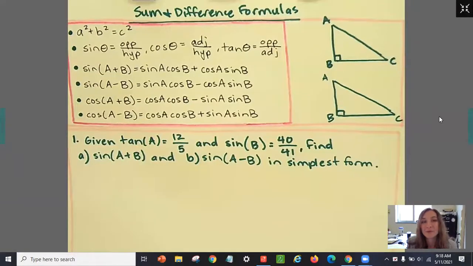Hello everyone. In this video we're going to be talking about sum and difference formulas. So that's the sine of a plus b, a minus b, cosine of a plus b, a minus b.